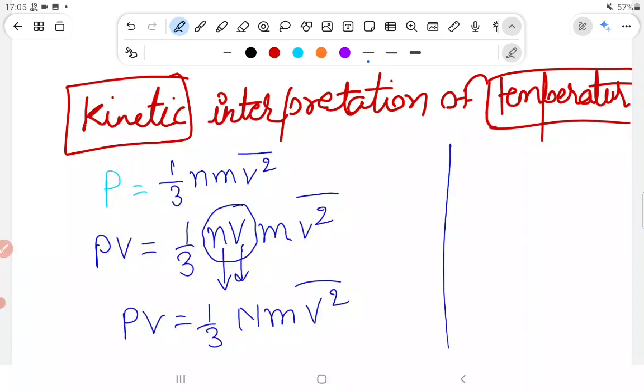Let me recall it once again. PV equals mu RT. It was the ideal gas equation given by Clapeyron. We named it as equation 1.